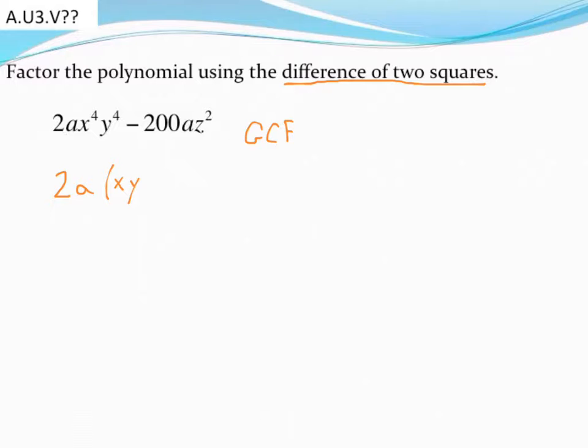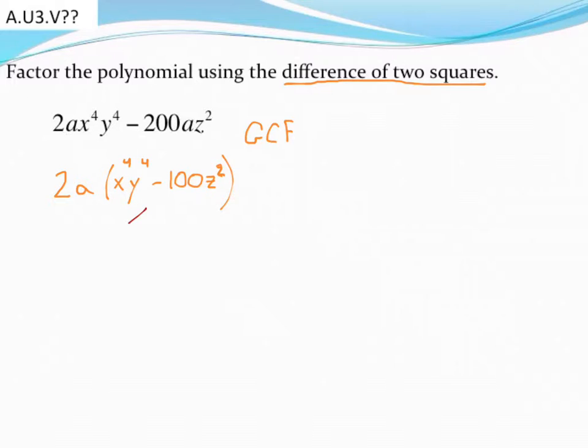So I'll have the 2a as my greatest common factor. I'd be left with x to the fourth, y to the fourth, minus 100 z squared. Taking a look, I can see that, yes, difference of two squares will work now. Each of these, or I guess the only number I really see there is that 100, is a perfect square. Also, you need to make sure you have even exponents. As long as your exponents are even, you can take a square root of them. Really, you're just dividing by 2 with those exponents.